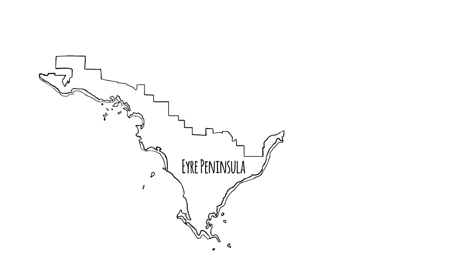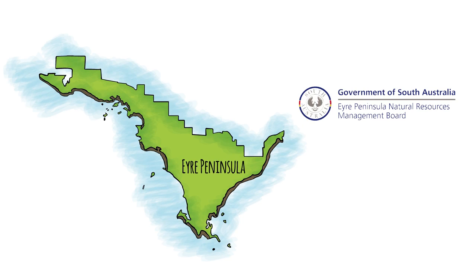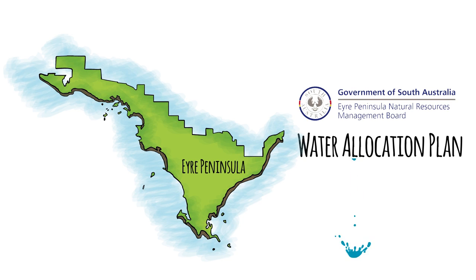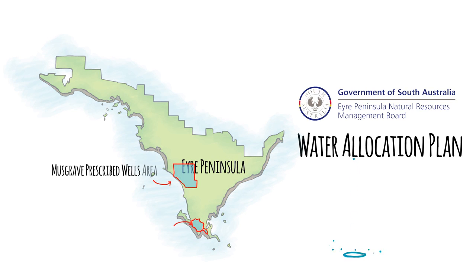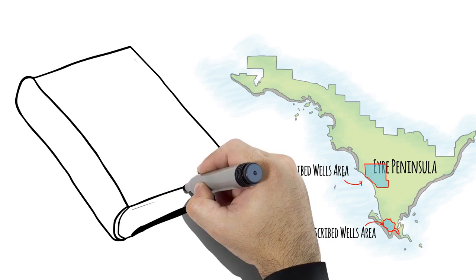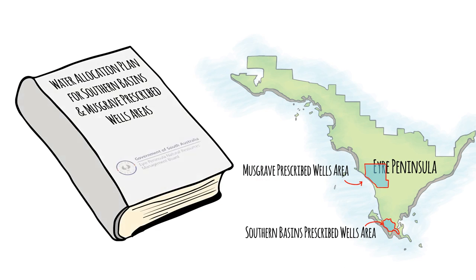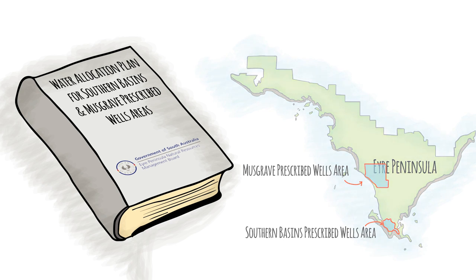The Eyre Peninsula Natural Resources Management Board has prepared a new water allocation plan for the Southern Basins and Musgrave Prescribed Wells areas. A water allocation plan, or WAP for short, is an important document that allows for the management of groundwater in these two areas of Eyre Peninsula.